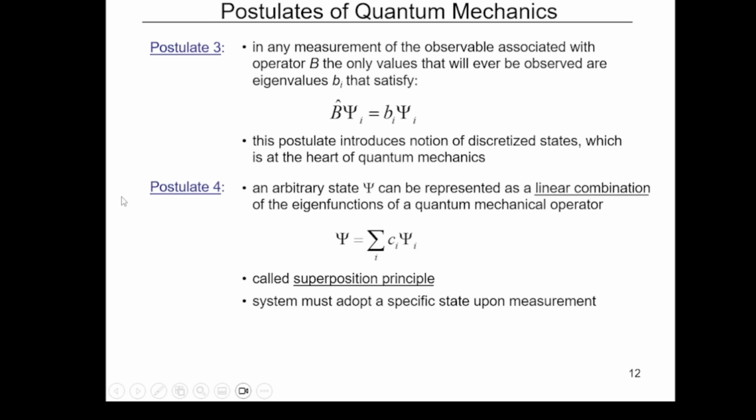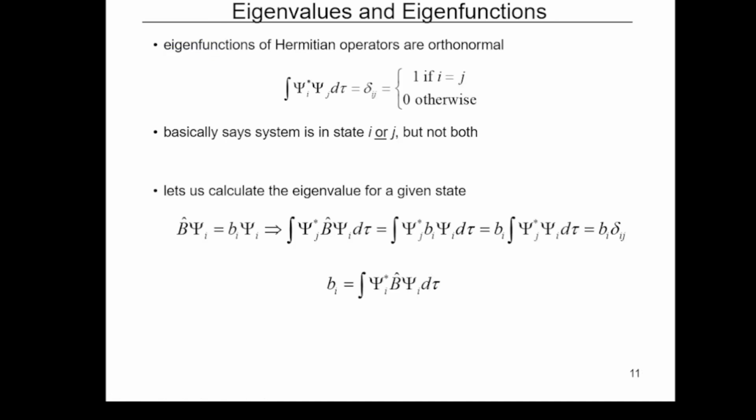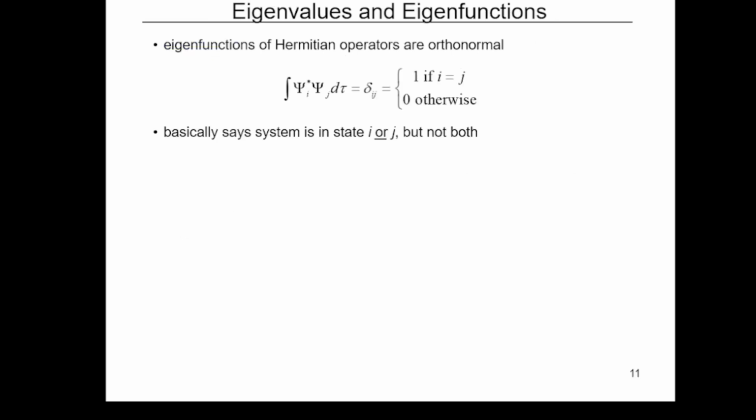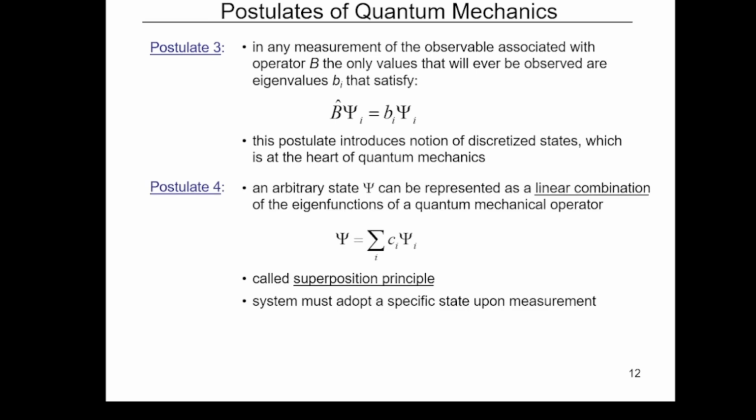The fourth postulate says that an arbitrary state psi can be represented as a linear combination of eigenfunctions of a quantum mechanical operator. Before I move forward, I would like to tell you that you will see this postulate 3 applied at a number of positions in the later slides. And this postulate 4 is also applied a number of times in later slides, especially when we are talking about linear combination of atomic orbitals.